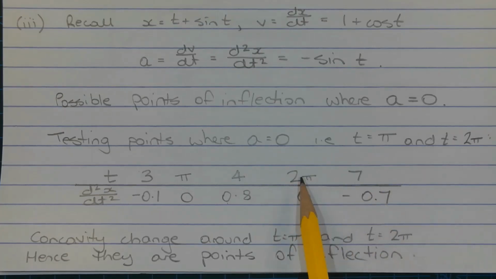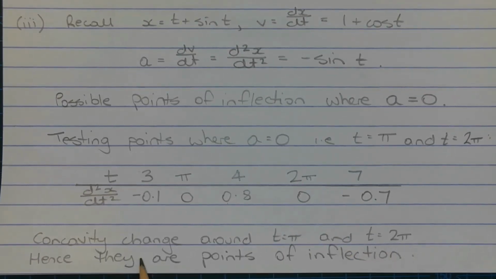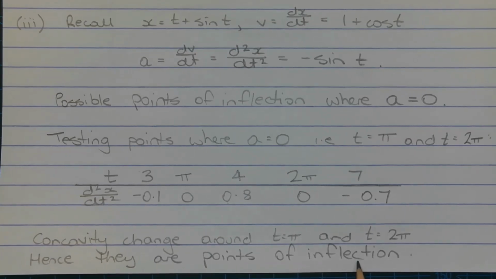And testing around t equals 2 pi, when t is equal to 4, the second derivative is 0.8, and when t is equal to 7, the second derivative is negative 0.7. So again, we have a change of sign in the second derivative, which means a change of concavity around t equals 2 pi. So we have a concavity change around t equals pi and t equals 2 pi, hence they are points of inflection.